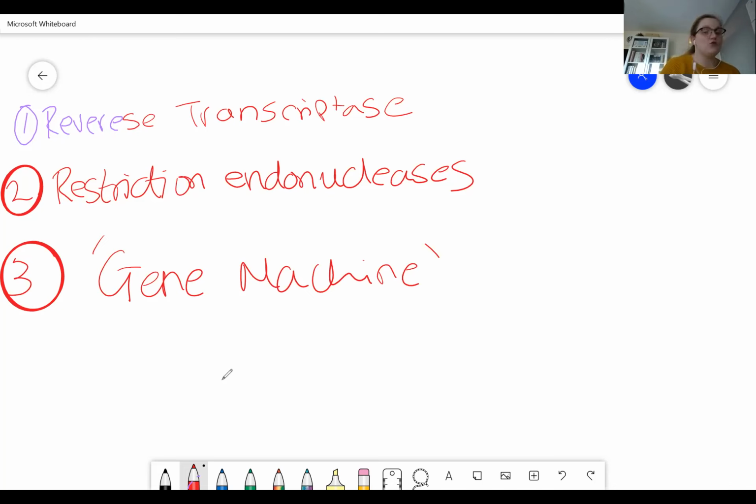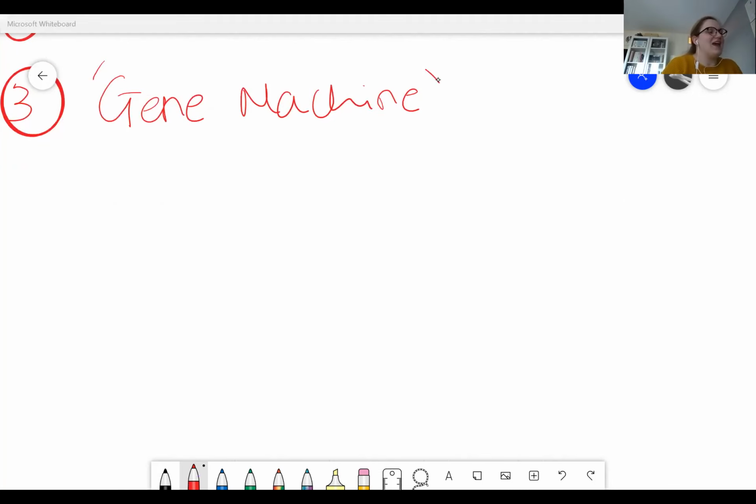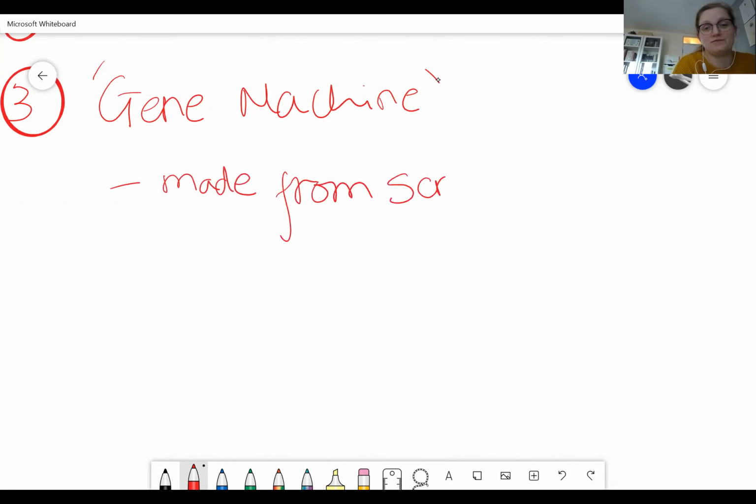So that's the last bit. So more recently, the gene machine is the new one. Gene machine. More recently, technology has been developed so that fragments of DNA can actually be synthesized from scratch without the need for pre-existing DNA template. So this is made from scratch. We don't need that pre-existing template. So instead, we have a database, and that contains all the necessary information to form that DNA fragment. So we use a database to get all that information.